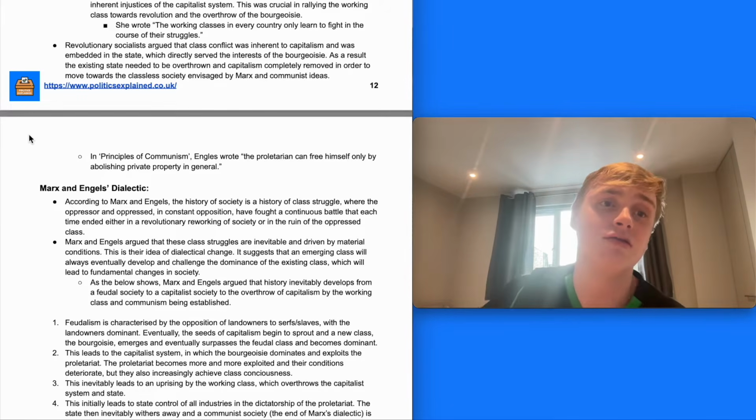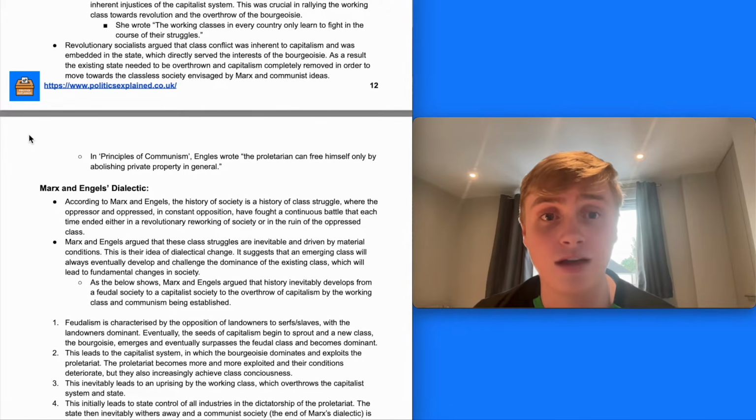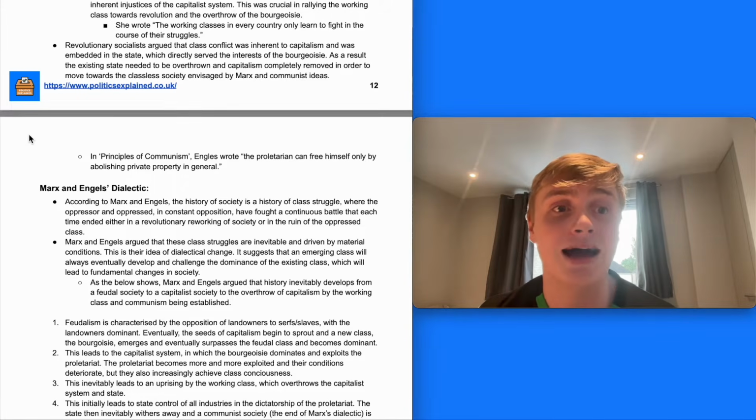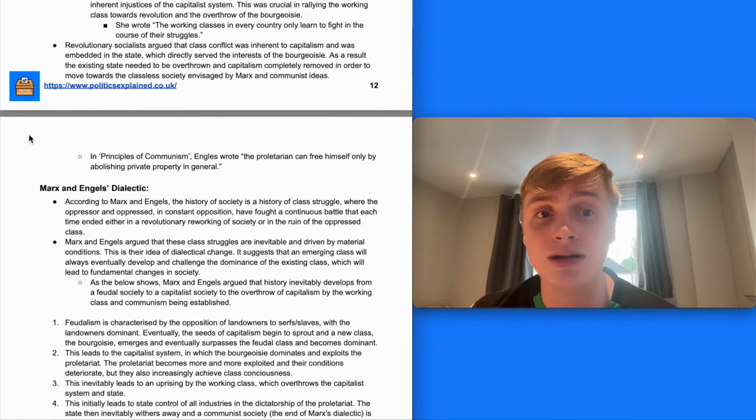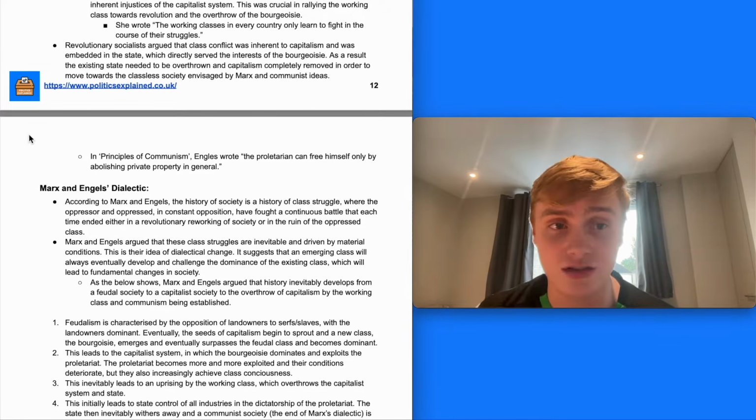And revolutionary socialists ultimately argued that class conflict was therefore inherent to capitalism and embedded in the state, which directly served the interests of the bourgeoisie. And therefore, the existing state needs to be completely overthrown and capitalism completely removed to pursue a classless society.